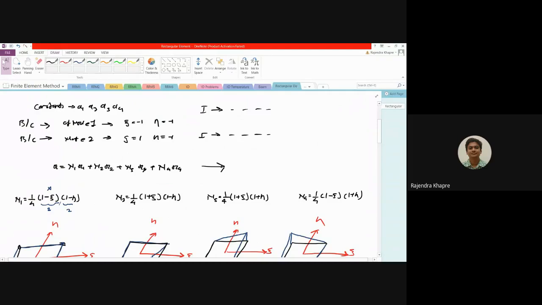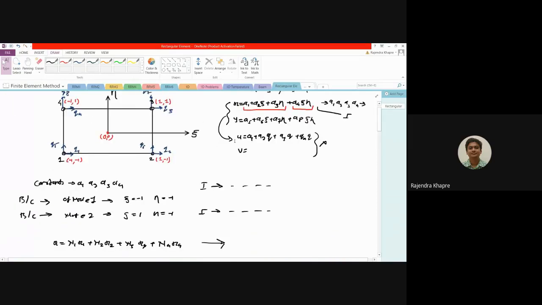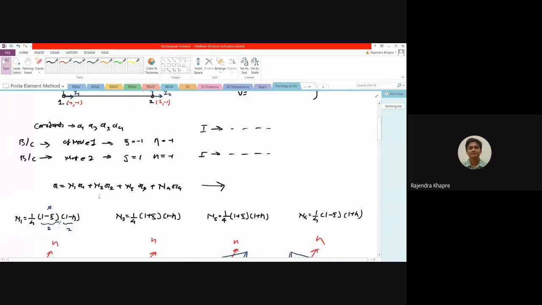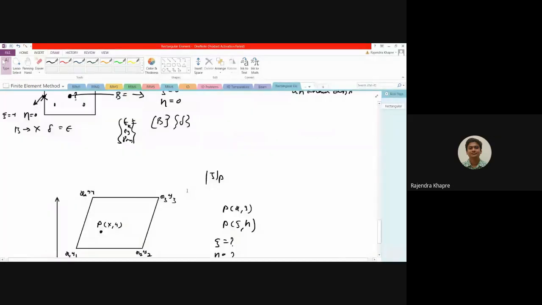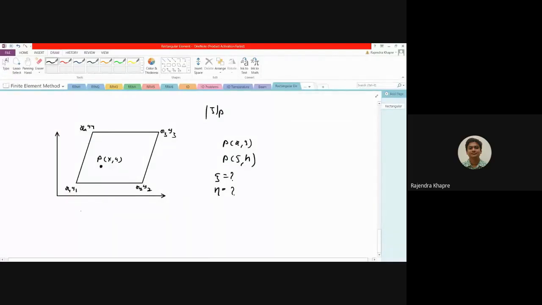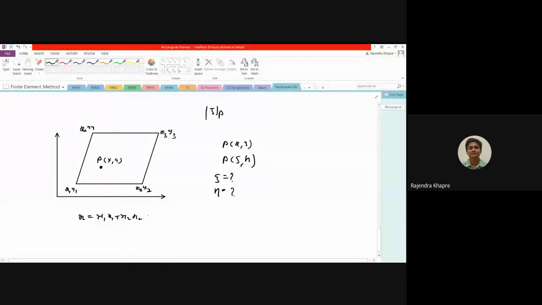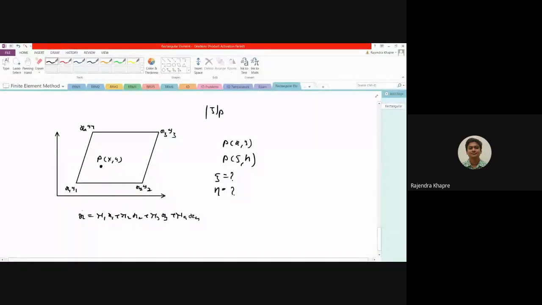Here the n1 n2 n3 n4 values are in terms of xi and eta, and similarly y is also written in the same form. So y will be n1 y1 n2 y2 n3 y3 and n4 y4. This will be known to you. If you expand this expression, you have x equals n1 x1 plus n2 x2 plus n3 x3 plus n4 x4. Here x1 is known, x2 is known, x3 is known, x4 is known, because these values are already provided over here.